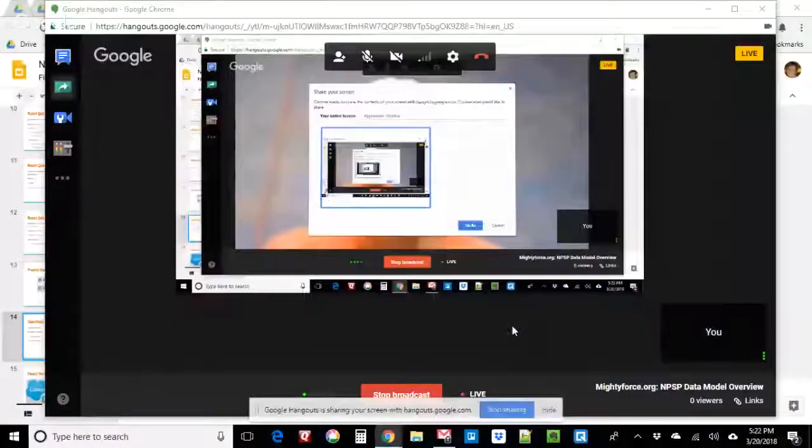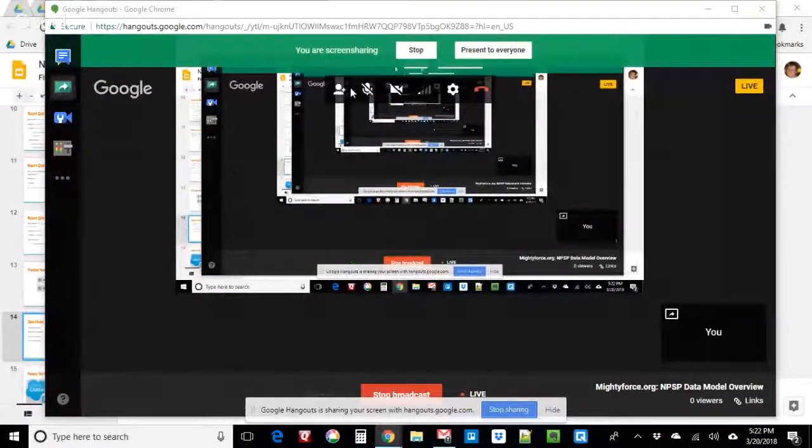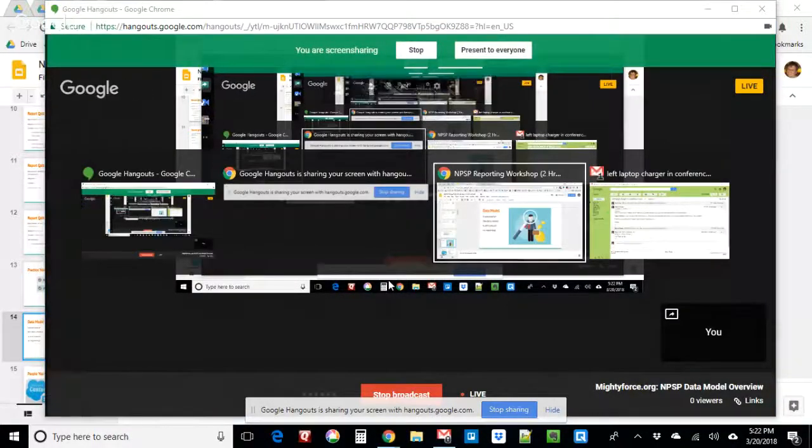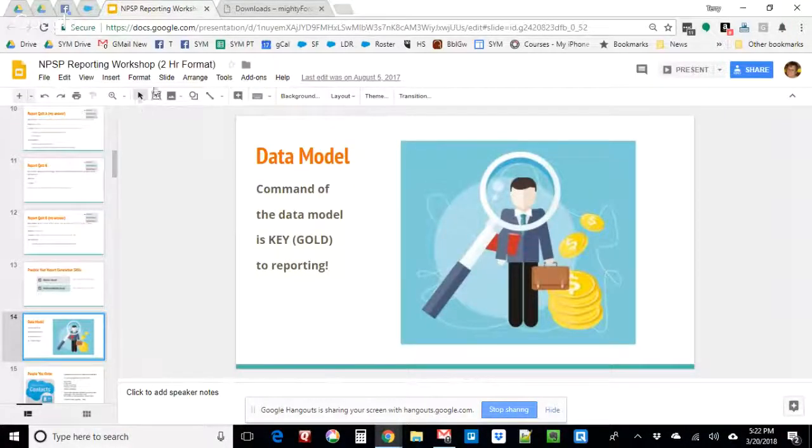So let me share my screen to make that possible. I should have shared the screen before now, so you could have seen some of the pictures come up, but it doesn't matter. See if we can get to... Here we go. So here we are in the data model. Let me blow it up a little bigger for you with presentation mode.